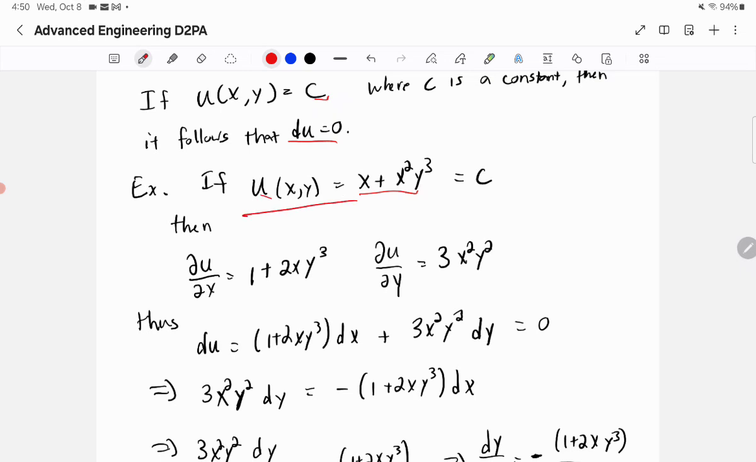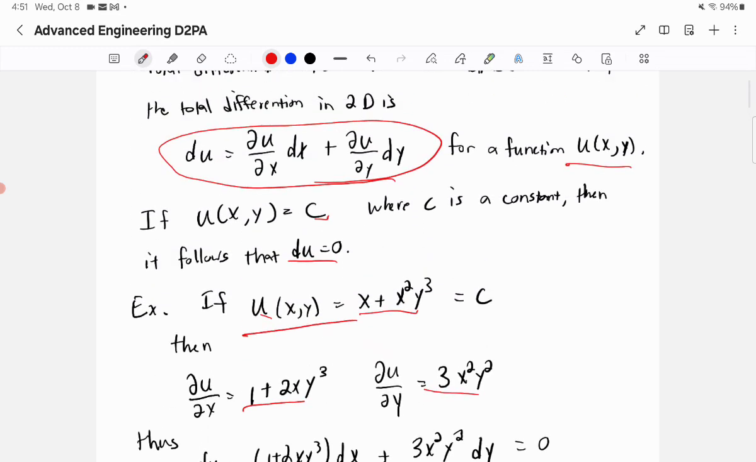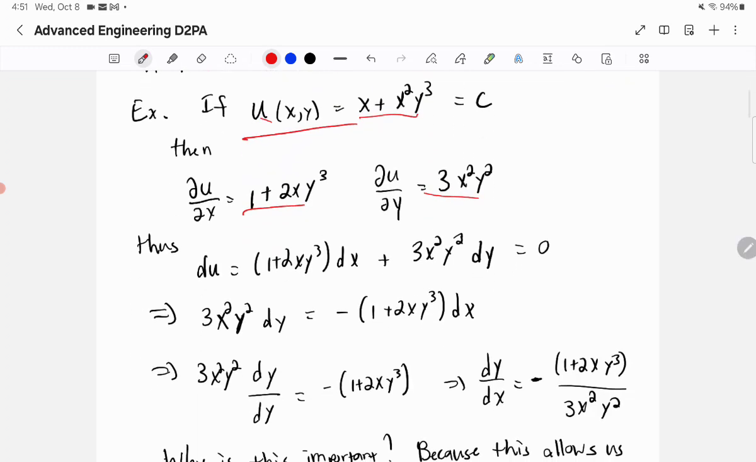And now if I take the derivative with respect to x, that means holding y constant. Then obviously the first part is just 1 because d/dx of x is 1. And then the second part is 2xy cubed, which is what we get here. And similarly, I can take the partial derivative with respect to y, which is what I do here. I get 3x squared y squared. Then what I'm left with is I've actually found this total differential, right? The total differential is this following piece here.